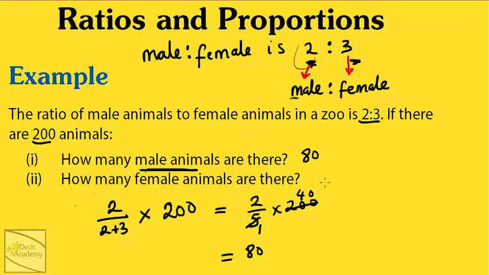How many female animals are there? Well, that's an easy question to answer because you know there are 200 animals and the animals are either male or female. So if there are 80 male animals, the remaining animals must be female. So there are 200 minus 80 female animals, which is equal to 120.